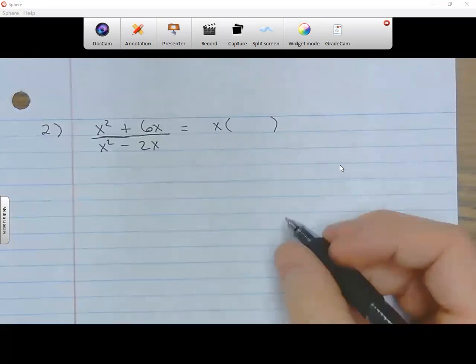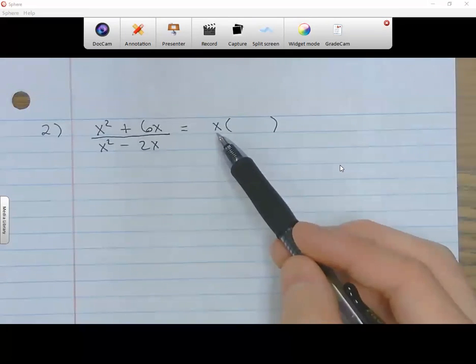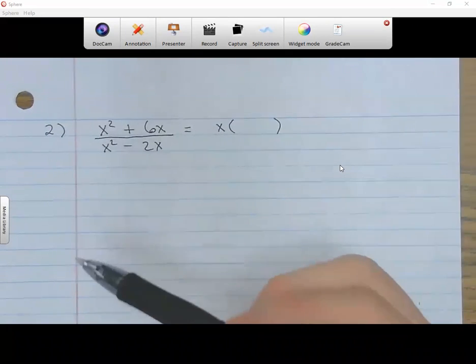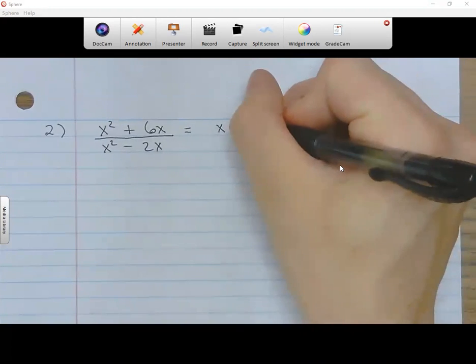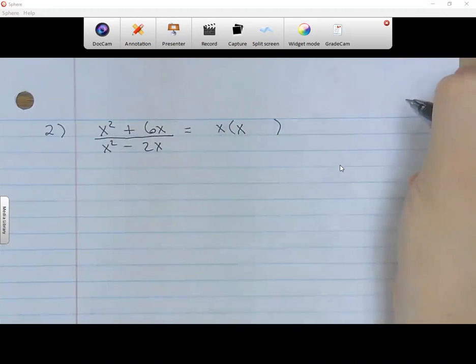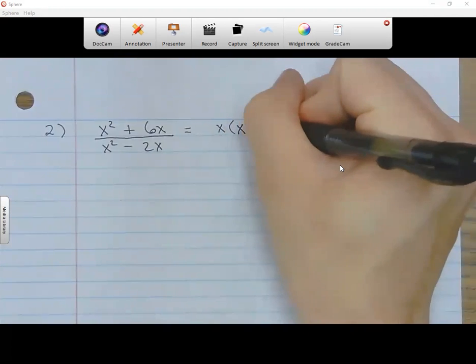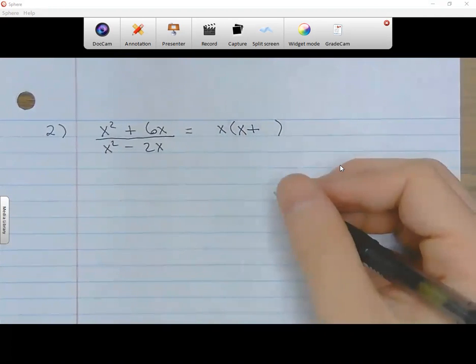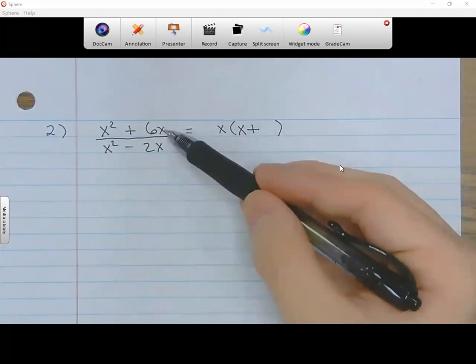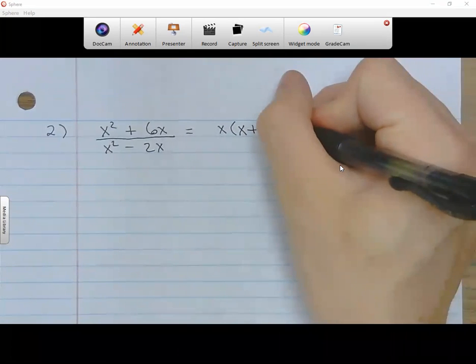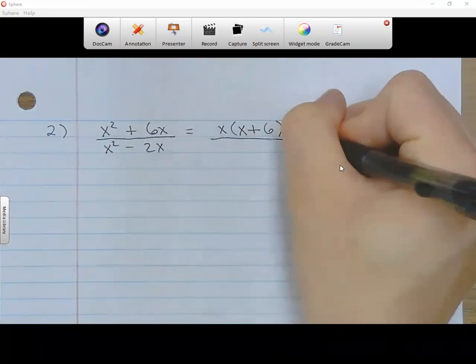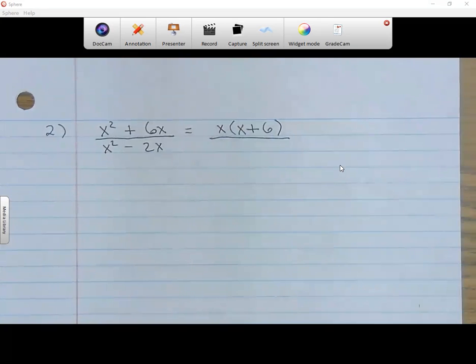So what am I left with? Well, I took out 1x. To get back to 2x's, I need one more x, right? So I'm going to put that x on the inside. Keep the sign the same, so I'm going to put down a plus. And since I took out the x, all I need is a 6 now. All right, so that's the top.